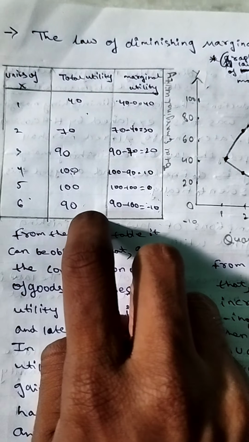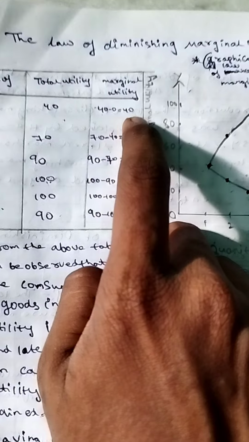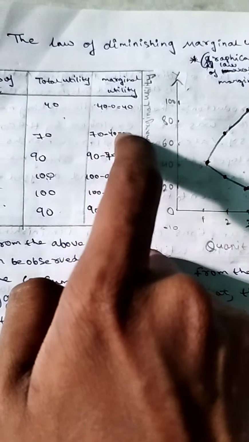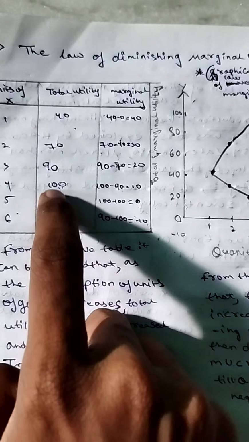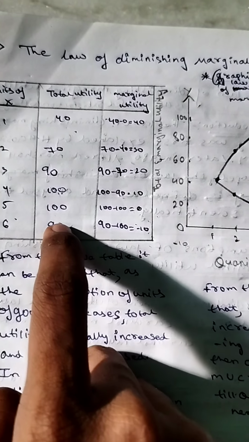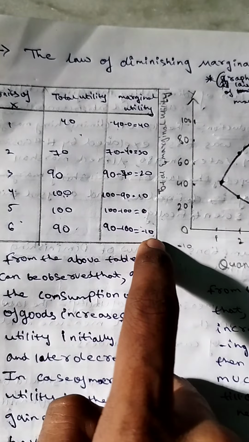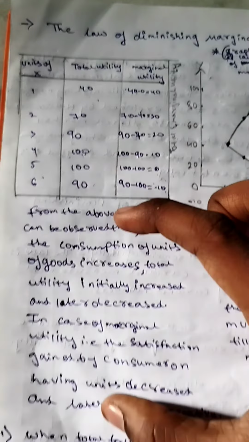decrease utility to 90. And in case of marginal utility also, 40 minus 0 is 40, 70 minus 40 is 30, and 90 minus 70 is 20, 100 minus 90 is 10, 100 minus 100 is 0, and 90 minus 100 is minus 10. What you have observed from the above matter, you have to write here.